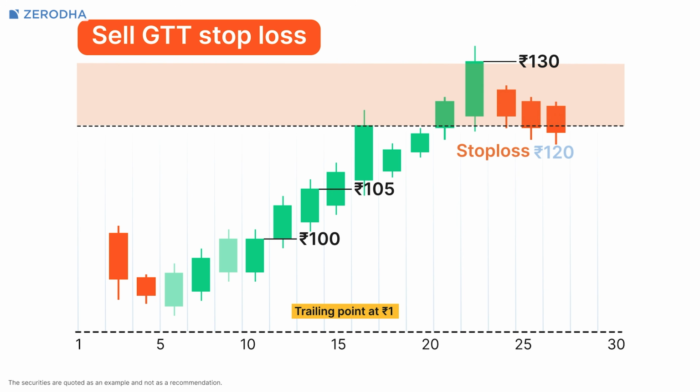Now, suppose the stock falls back to 125 rupees. The trigger does not move down with it. It remains at 120 rupees. The trigger followed the stock upward but remained fixed when the price reversed.